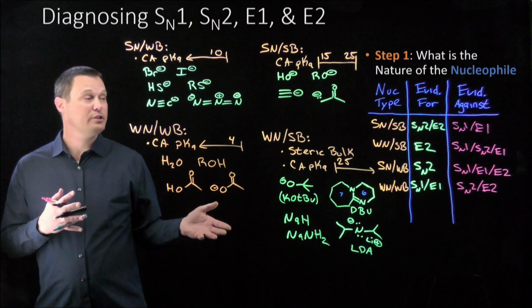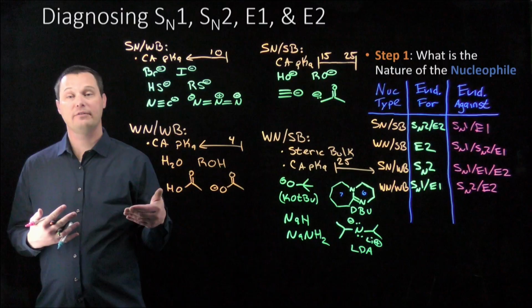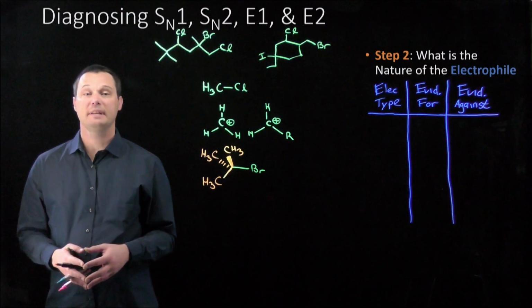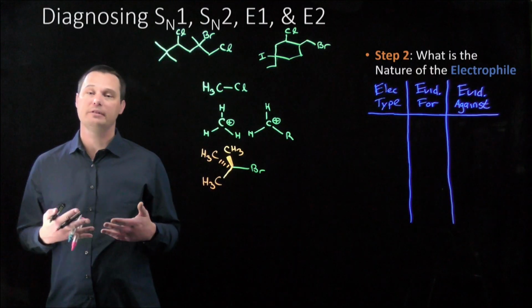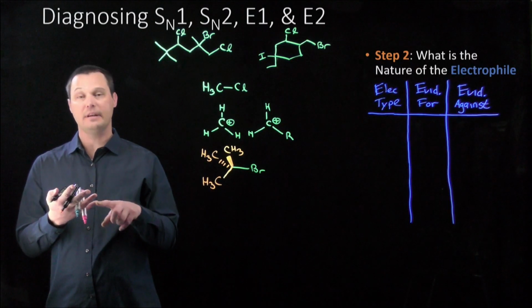This is one dimension of our analysis. We can't stop here. We have to move on to the next step. The second dimension we must analyze is the nature of the electrophile. We classify electrophiles based on their degree of substitution as either methyl, primary, secondary, or tertiary.